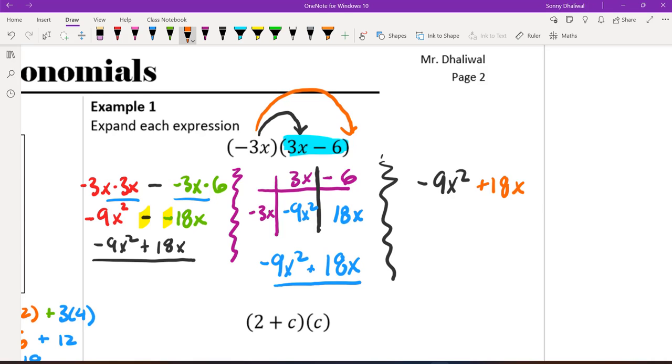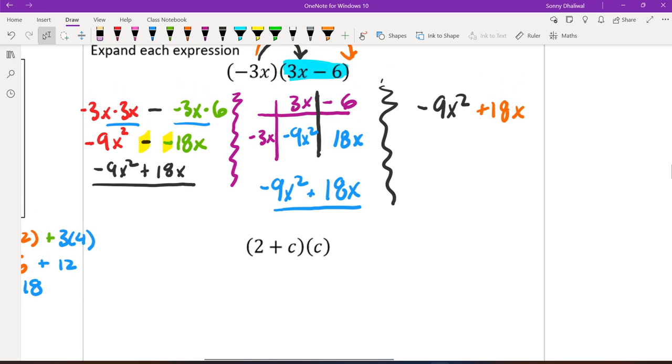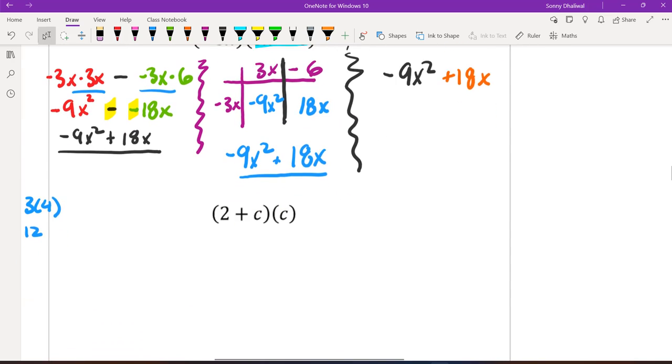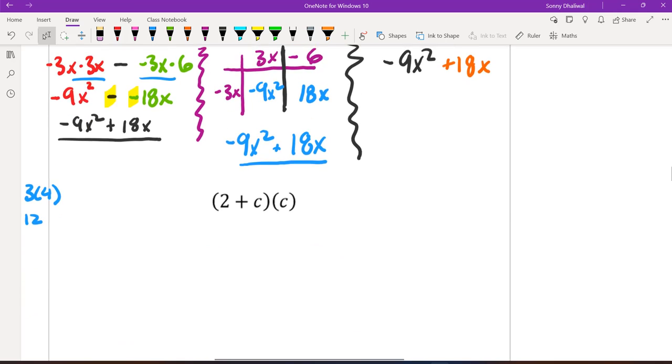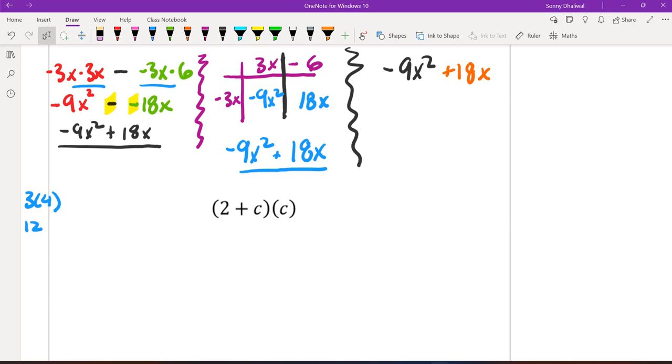You pick the method that works for you. Okay? You can do this, you can do this, or you can do this. It doesn't matter to me which one you do. Okay? Whatever is easier for you. It's a personal thing. Right? As you go up higher in grades, you probably end up doing this one because it takes up less space. Right? But at this stage, you're learning. So you pick the method that works for you.